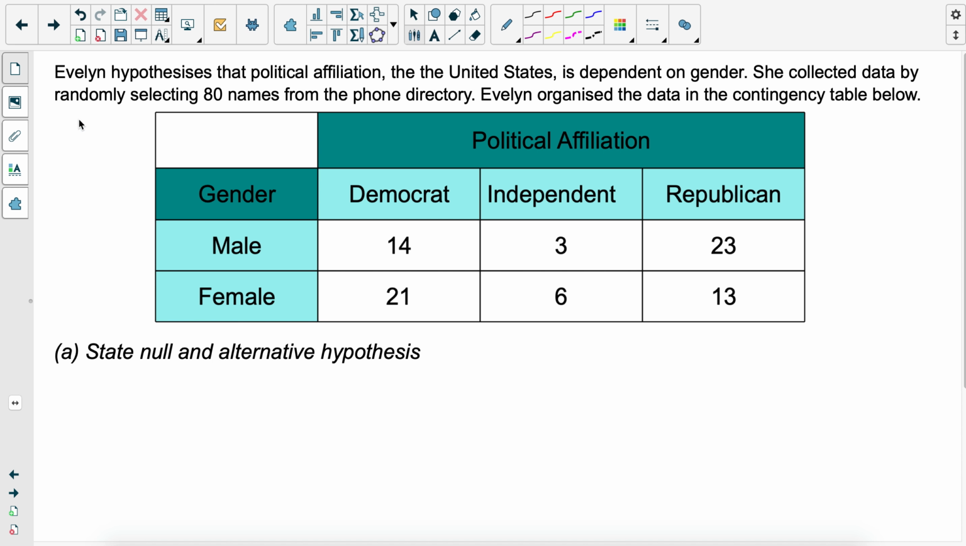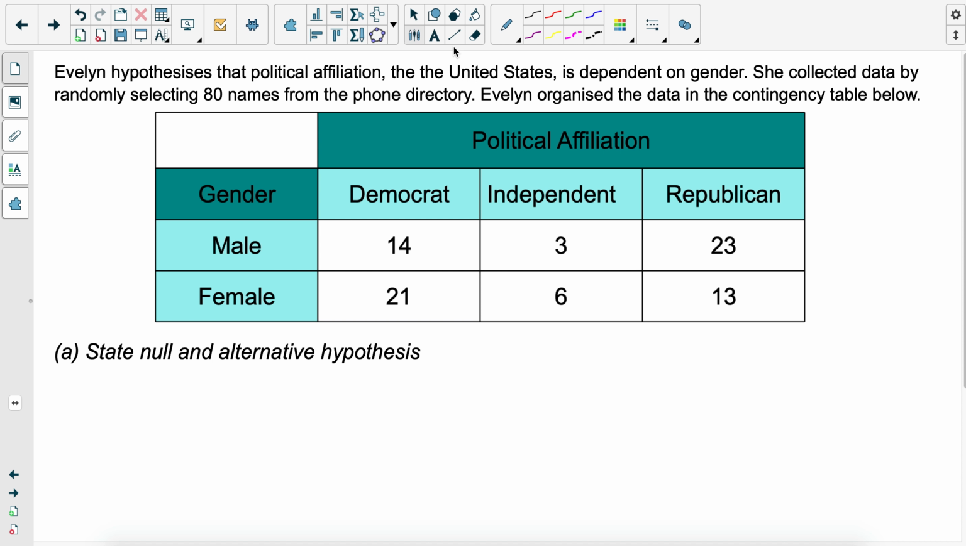So Evelyn hypothesizes that political affiliation is dependent on gender. She collected data by randomly selecting 18 names from the phone directory. Evelyn organized the data in the contingency table below. So we have all the information here, and you can immediately see that you have two sets of data, and these are the results of the questionnaire she did.